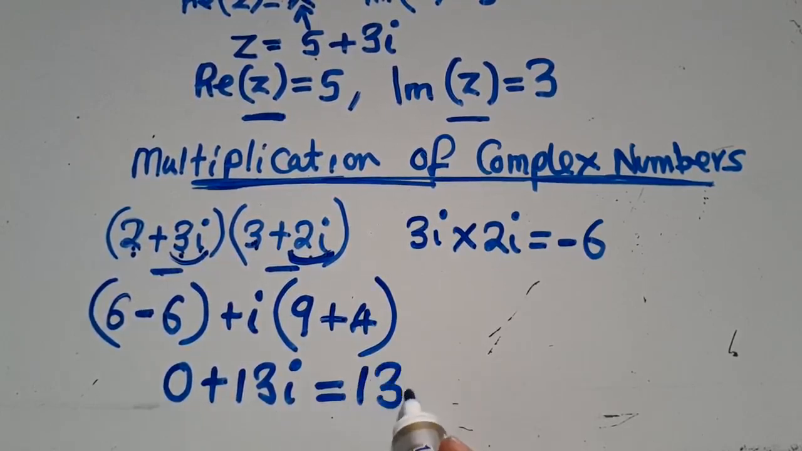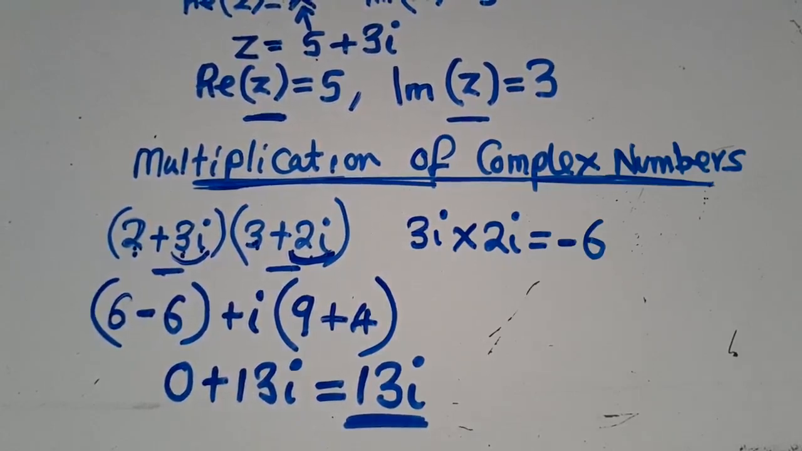Just 13i. This is how my answer is going to be. So this is how we get to multiply complex numbers. Hope you've seen the procedure that I've done. Hope you've seen everything that I've done. So this is what you are supposed to do. This is what you are supposed to get.